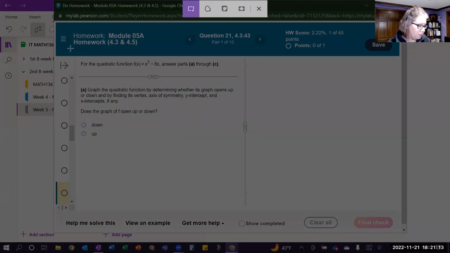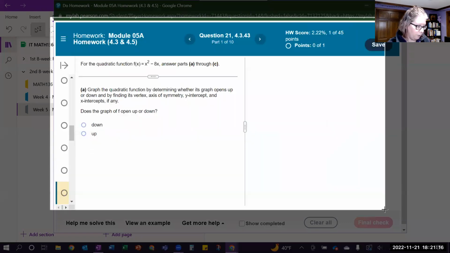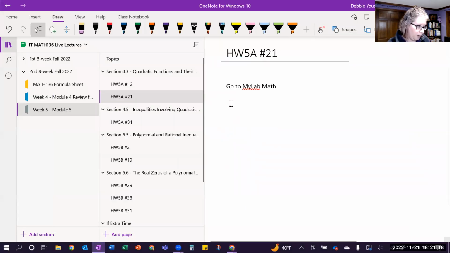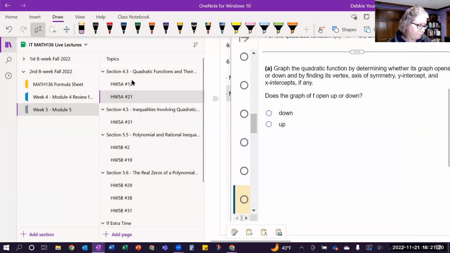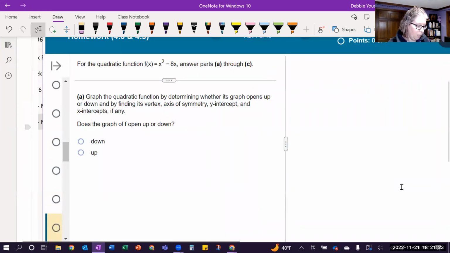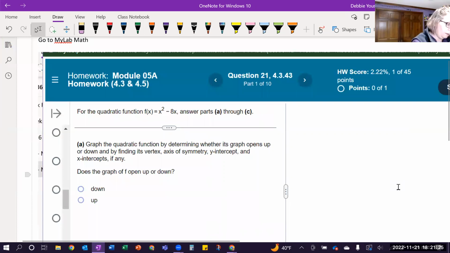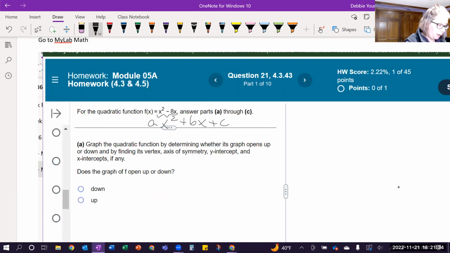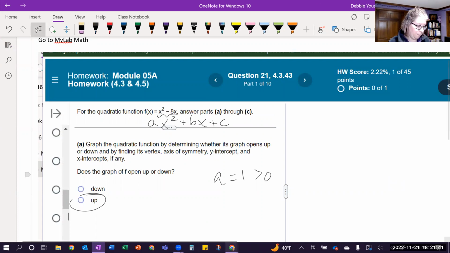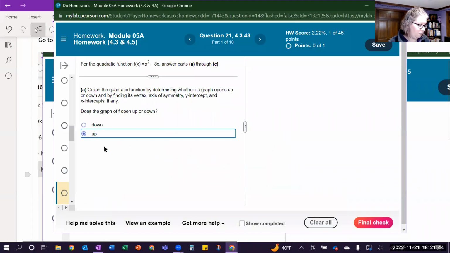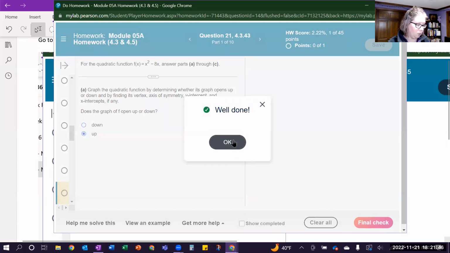Although in case we do need to write some stuff, I'm going to take a quick screenshot so I can put it over on my screen where I'm writing. So again, this is ax squared plus bx plus c for the format here. So I can see that a is 1, which is positive. So therefore, this should open up. So I can put that back in my answer and check that, and we're good.